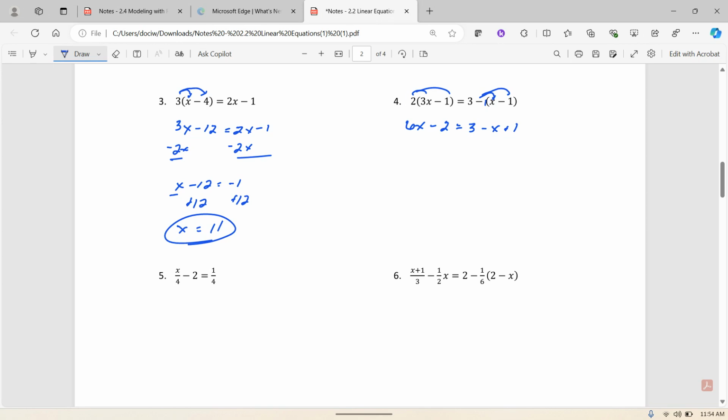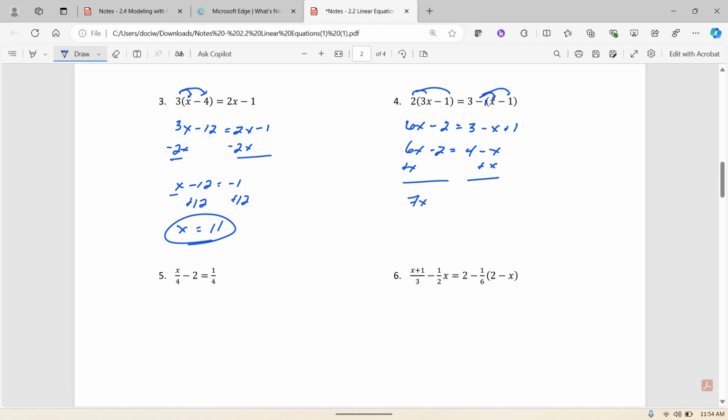Negative 1 times negative 1 is a positive 1. Depending on your comfort level with your algebra, you may choose to just combine the 3 and the 1. 3 plus 1 is 4. Be careful that you don't attribute this minus to the 1. This minus is only for the x. Okay. Now I'm going to add x to both sides.